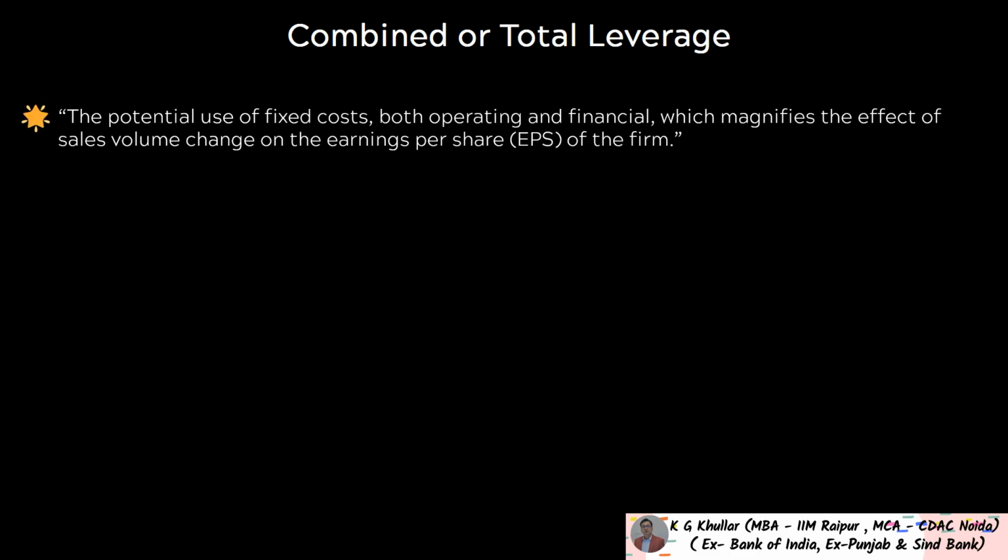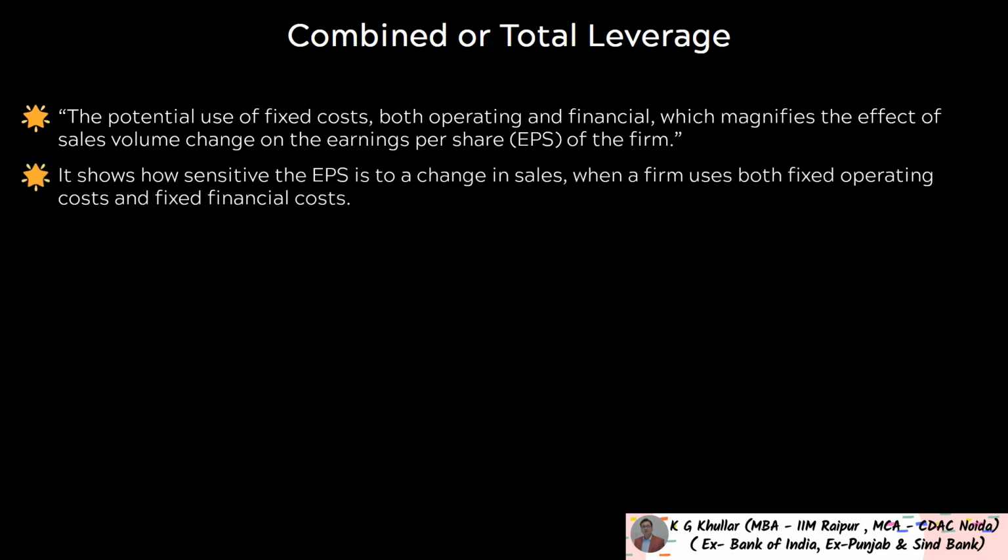Next, let's understand the third type of leverage, which is combined leverage and is also known as total leverage. So friends, the combined leverage is defined as the potential use of fixed cost, both operating and financial, which magnifies the effect of sales volume change on the earnings per share of the firm. In simple terms, it shows how sensitive the EPS is to change in sales when a firm uses both operating cost and fixed financial cost.